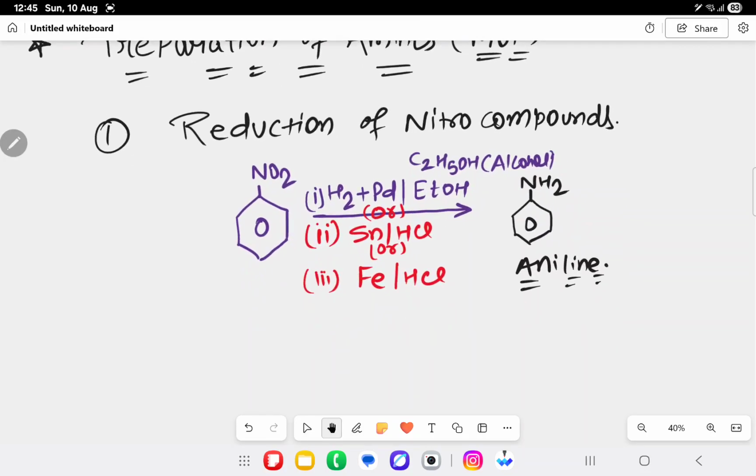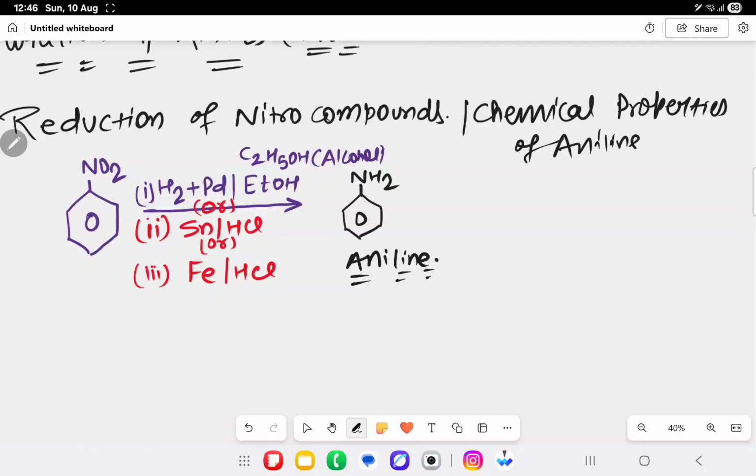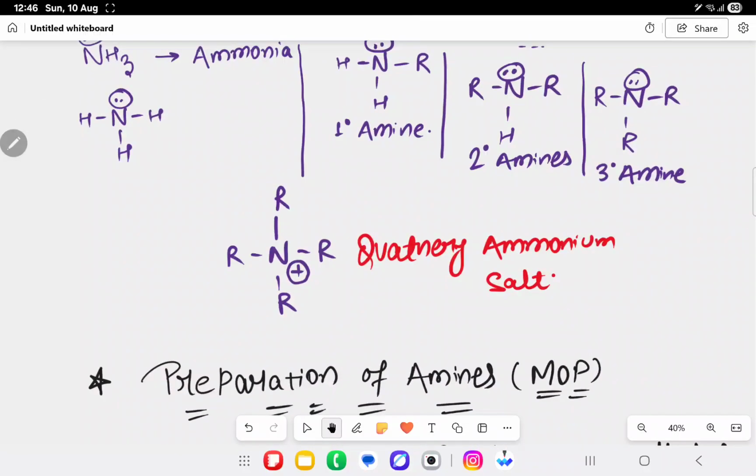Now, as I have started the preparation over here, I just want to complete preparation plus chemical properties of aniline also. I have written the heading, but some chemical properties of aniline also I am going to cover. Sir, you are making us confused. Don't get confused. Let me recap what I have started.